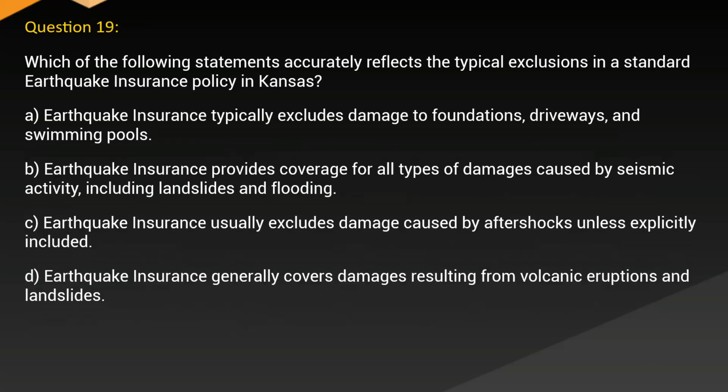Question 19. Which of the following statements accurately reflects the typical exclusions in a standard earthquake insurance policy in Kansas? A. Earthquake insurance typically excludes damage to foundations, driveways, and swimming pools. B. Earthquake insurance provides coverage for all types of damages caused by seismic activity, including landslides and flooding. C. Earthquake insurance usually excludes damage caused by aftershocks unless explicitly included. D. Earthquake insurance generally covers damages resulting from volcanic eruptions and landslides.